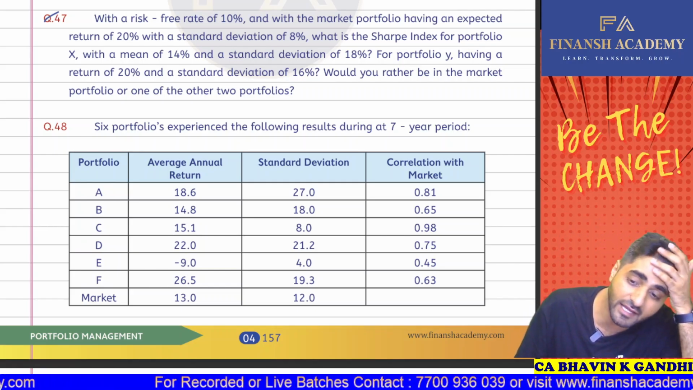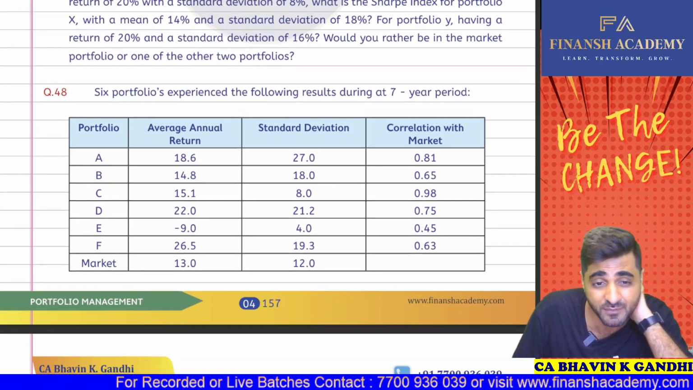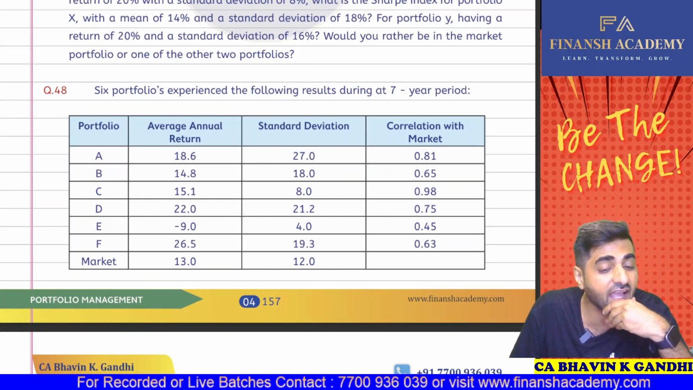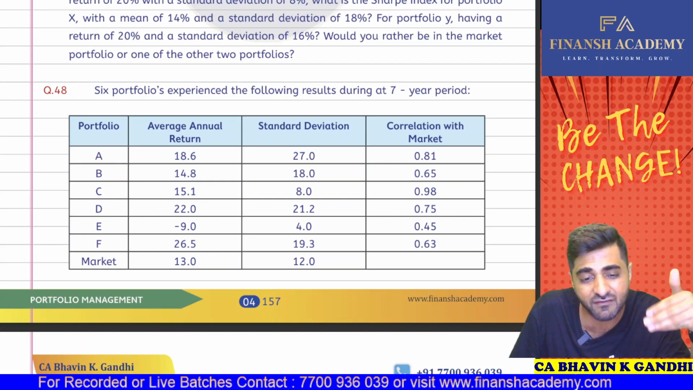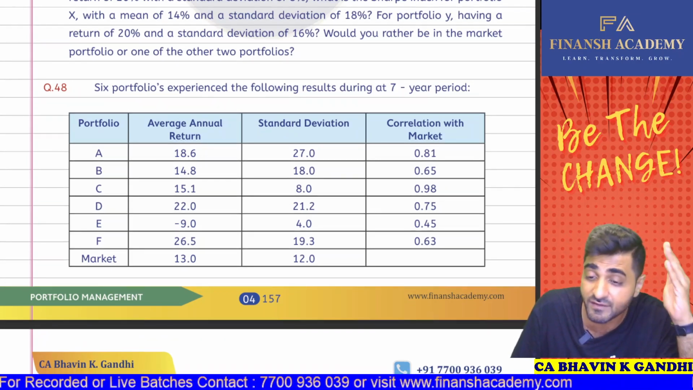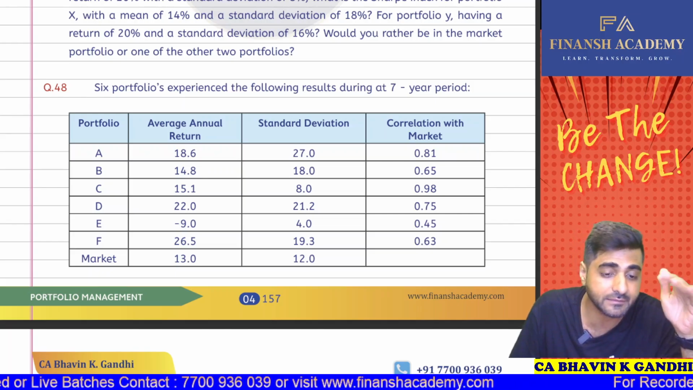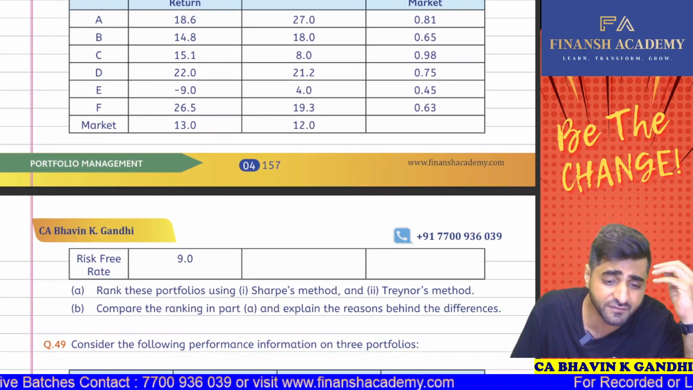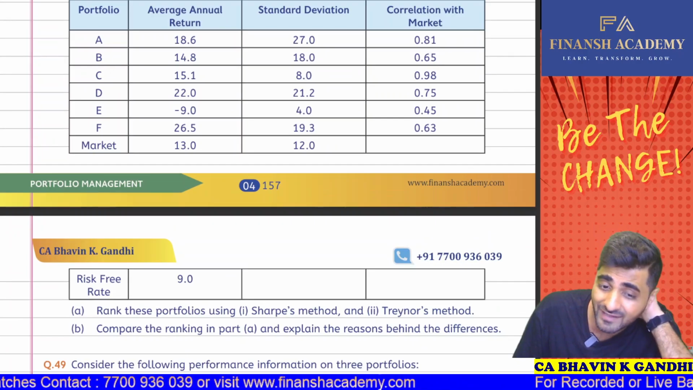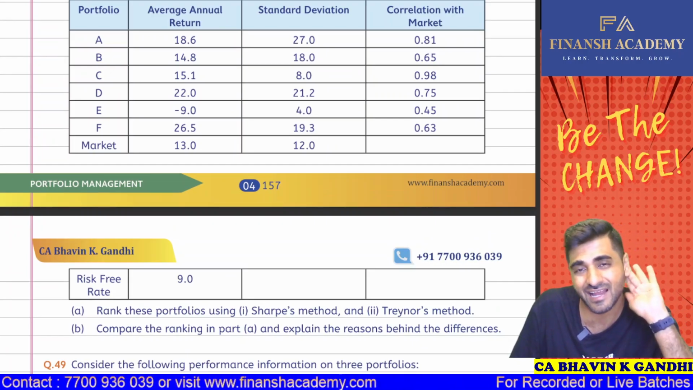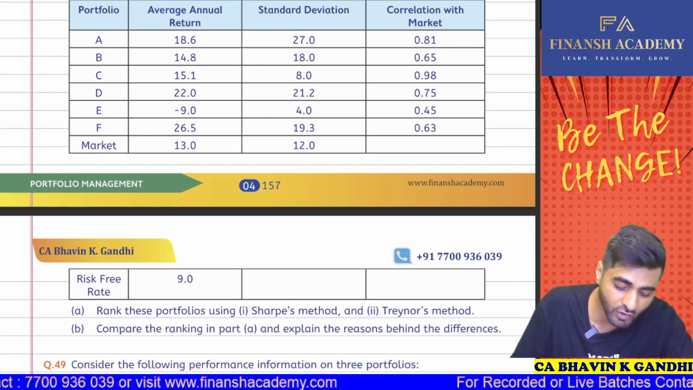Question number 48. Now, this can be a little bit important from the examination perspective. Here we have portfolio A, B, C, D, E. We have the market, we have average annual returns, we have the standard deviations, and also we have the correlation with market, and we also have the risk-free rate. So we are going to rank these portfolios using Sharpe's and Treynor's method. So how are we going to do this?